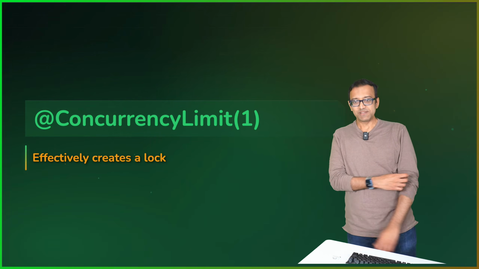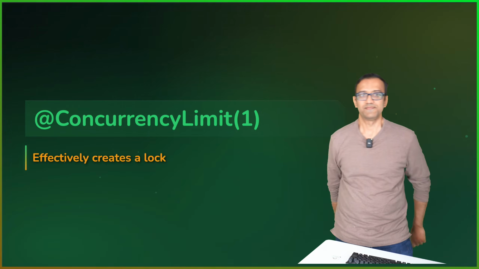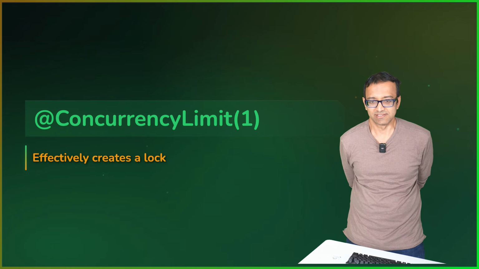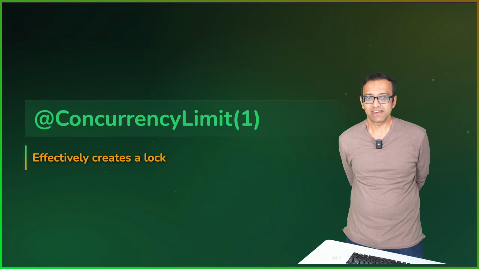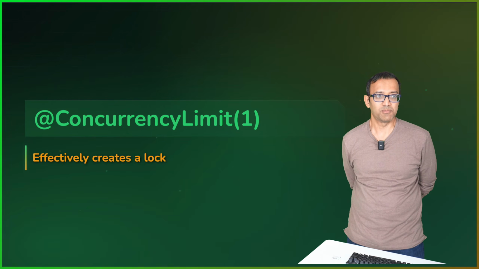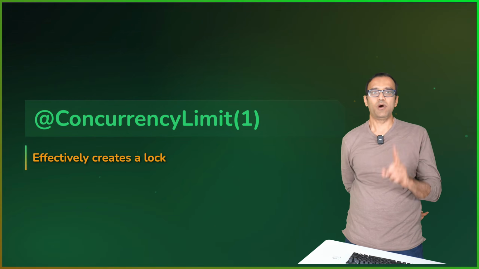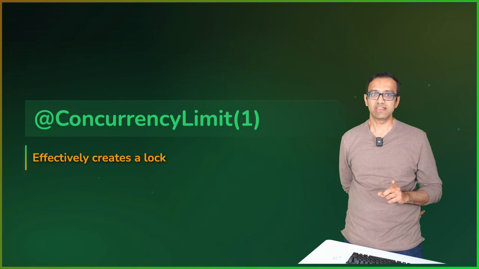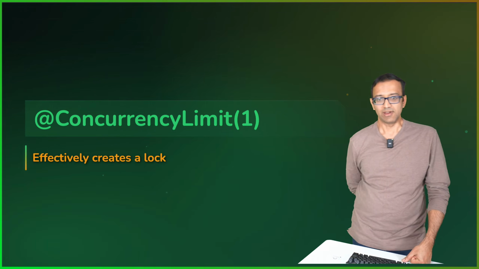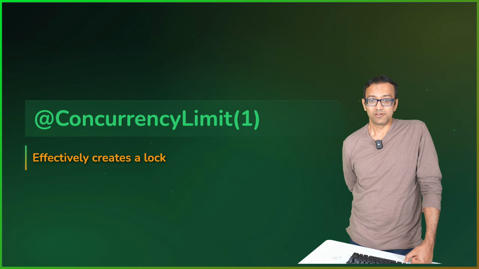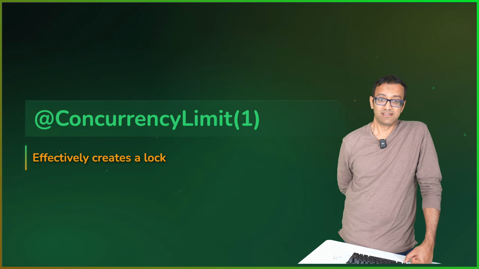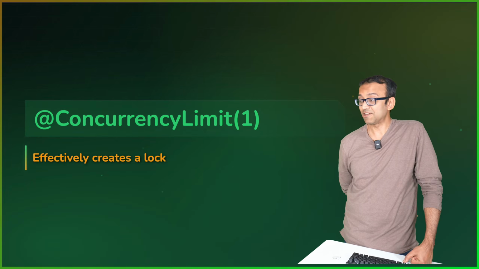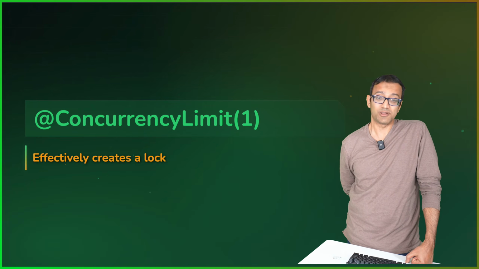Now, what happens if I set concurrency limit to 1? Suppose I do this. You're basically creating a lock, right? It's not a semaphore anymore. Only one at a time. Only one invocation can execute at a time, right? So this is one way to make something serial. You want something to be serial, execute one at a time, no matter who calls it.